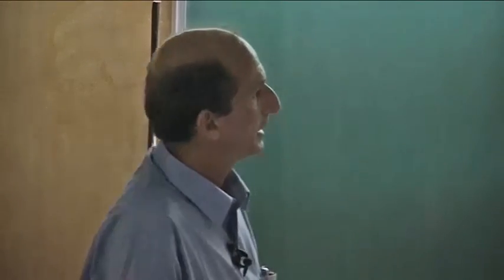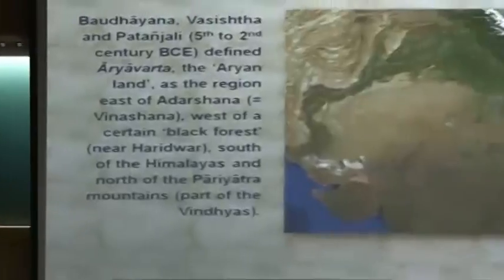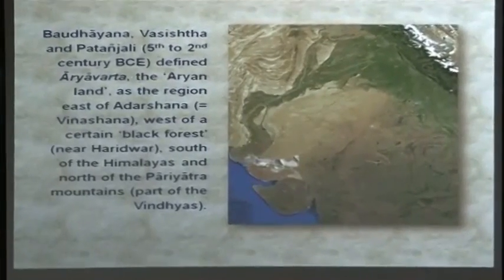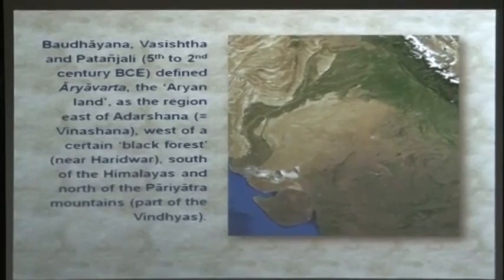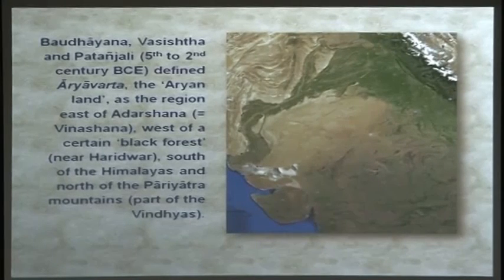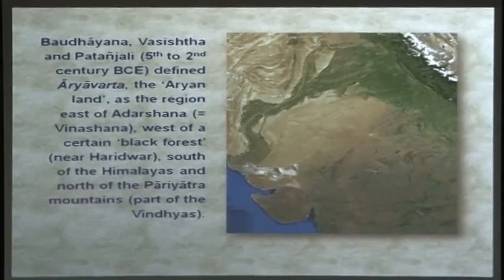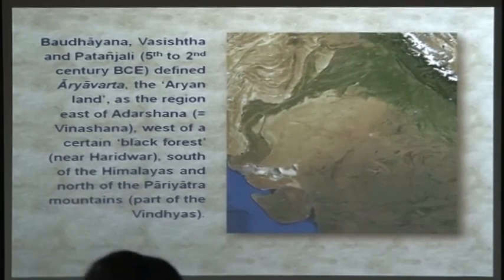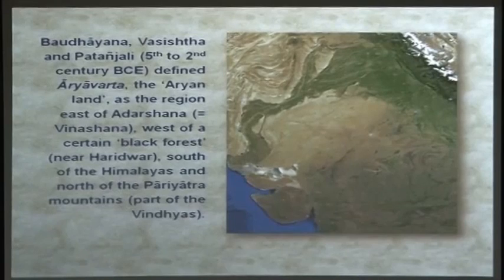Now, India, of course, much more than this was known to Manusmriti, but if we take other texts, like the Dharma Shastras written by Baudhayana, Vasishtha, Patanjali in his Mahabhashya, his commentary on the grammar of Panini, also describes India as they know it. And here this notion of Aryavarta, that is to say, literally speaking, the noble land, comes into view, and it is described as the region east of Adarshana.